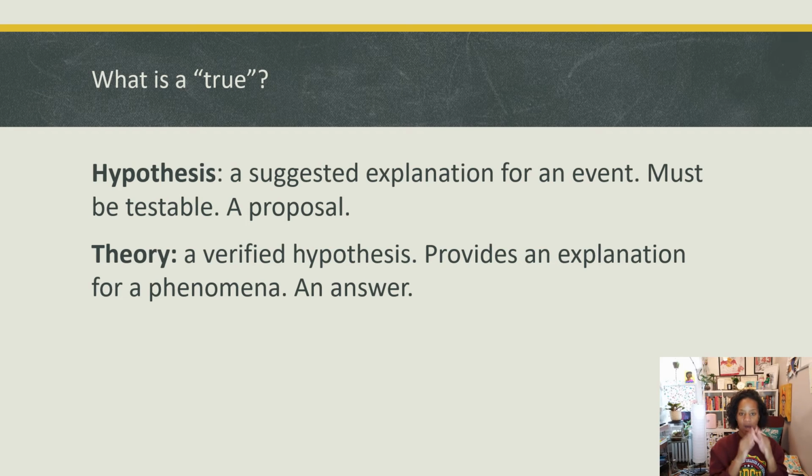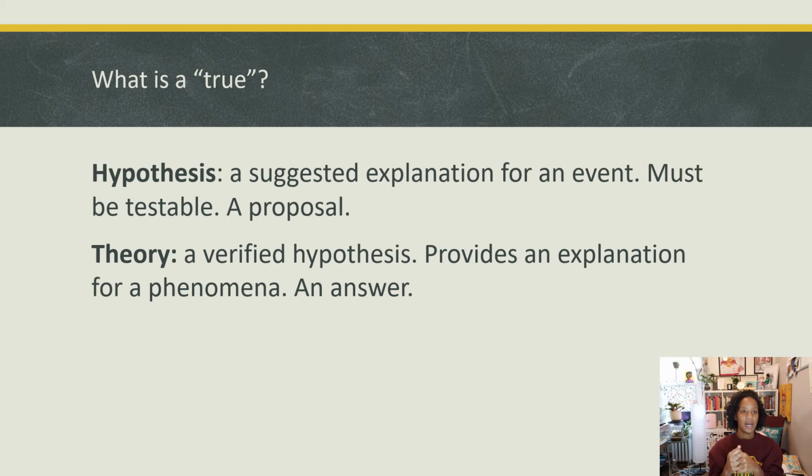Okay, so based on an observation or a series of observations, you would like to propose an explanation. And that proposal must be testable. You have to be able to test it. That's a hypothesis. A theory is a hypothesis that has been verified by different people in different places under different conditions, all coming to the same conclusion. So a theory provides an explanation for a phenomenon. It is an answer to a hypothesis, okay?